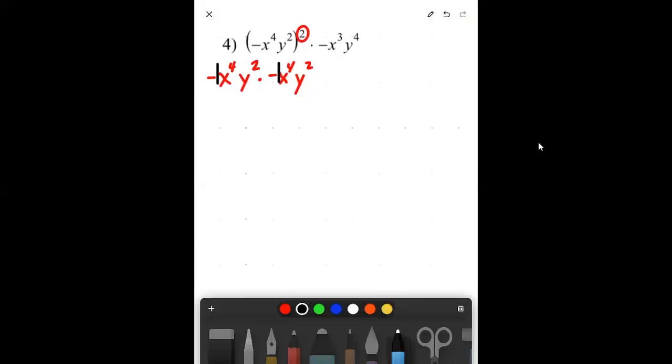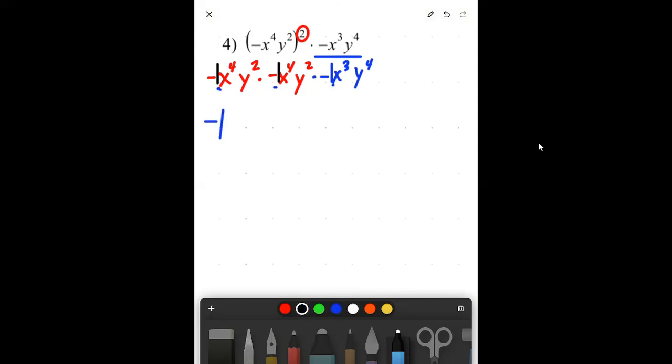Now we're almost done. We just got to multiply this last piece. So it's going to be times a negative x to the third power, y to the fourth. And remember, this also has a -1 in front. So that's the coefficient. So let's go. Remember our rule. You multiply the coefficients, or the numbers in front. So that's going to be a -1 times a -1 times a -1. So that's going to give us a -1.